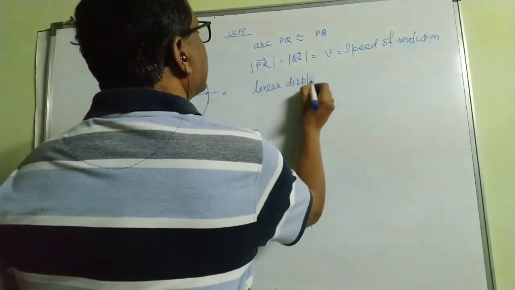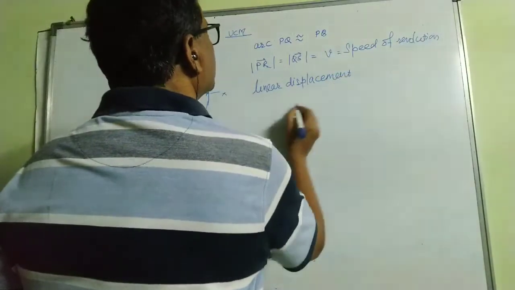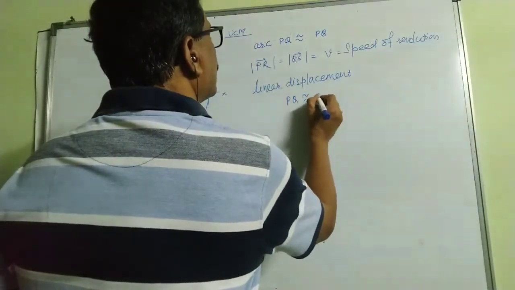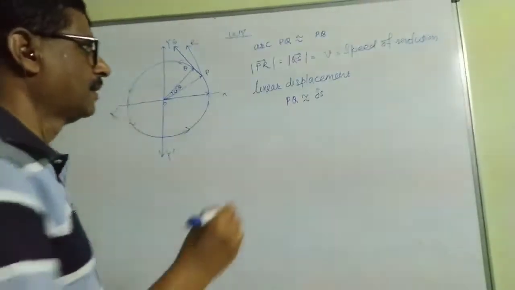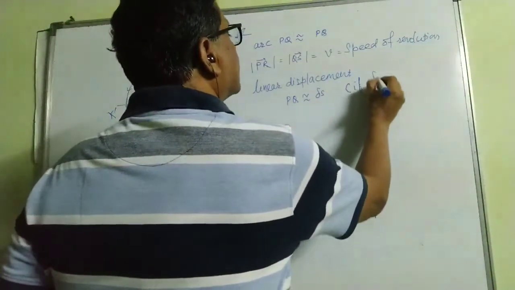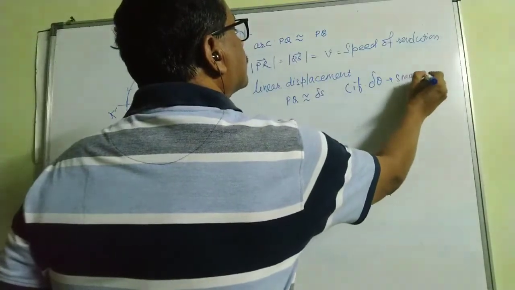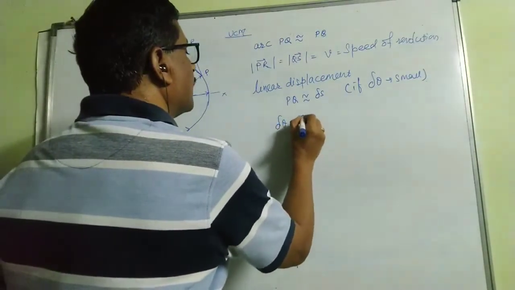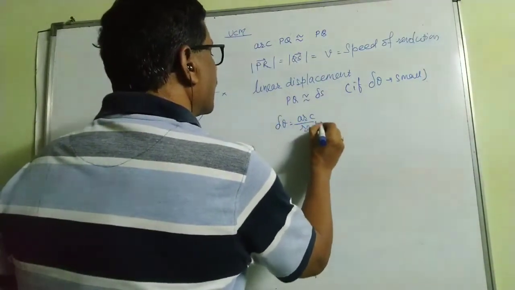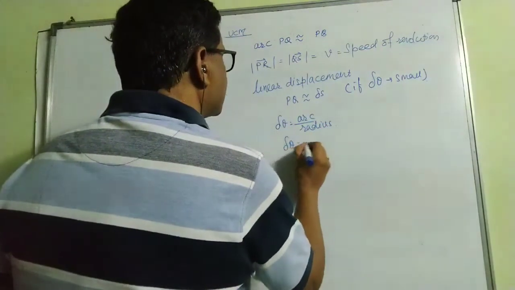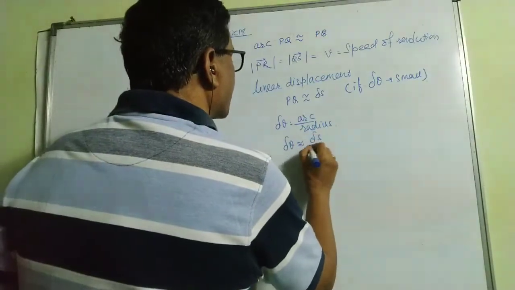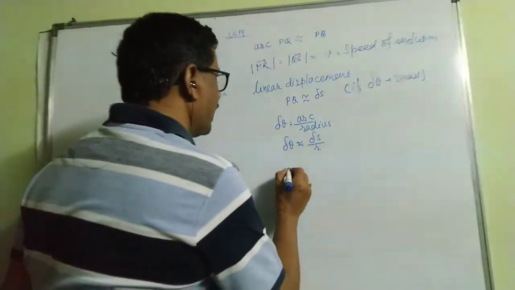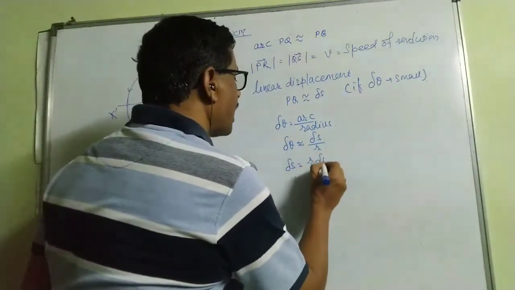If delta theta is very small, the linear displacement PQ is approximately equal to line segment delta S. From the geometry of the figure, angle del theta is equal to arc upon radius, and hence del theta is approximately equal to delta S divided by R if delta theta is small, and hence we have the relation del S is equal to R del theta.